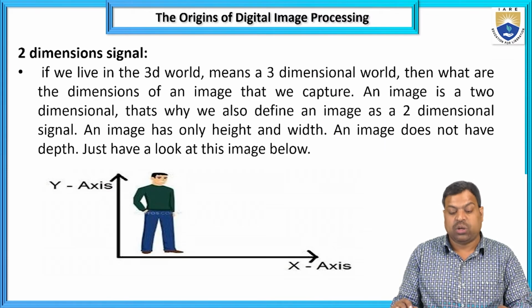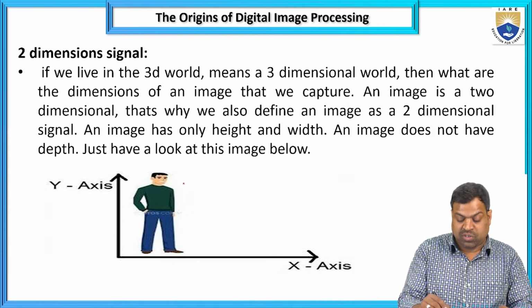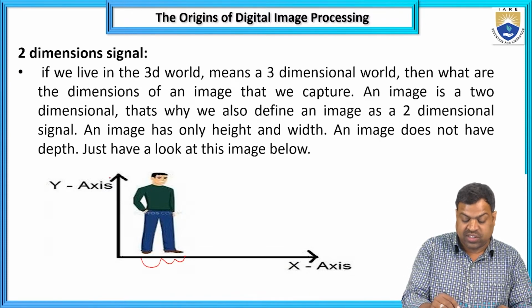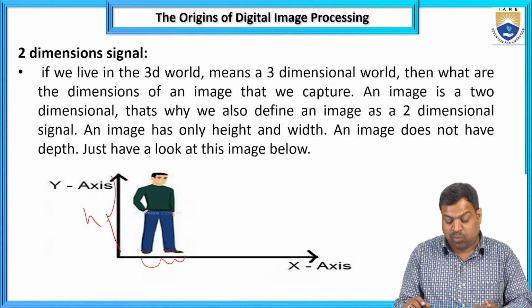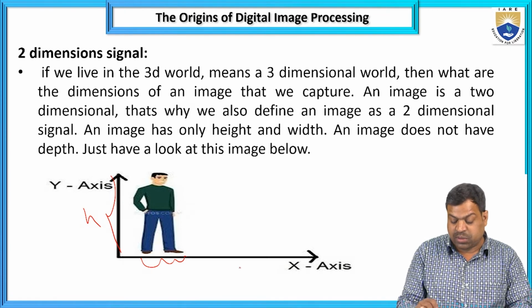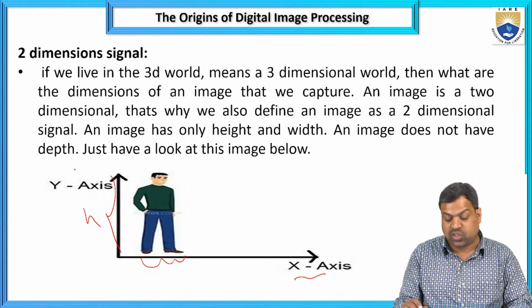Next one is the two-dimensional signal. It is one example. The person is standing. So it has an x-axis and y-axis. The x-axis I am taking as the width and the y-axis I am taking as the height. What is the width and what is the height of this person? The width I am considering as the x-axis, the height as the y-axis. Okay, it is two-dimensional.